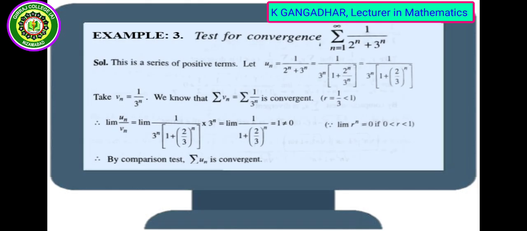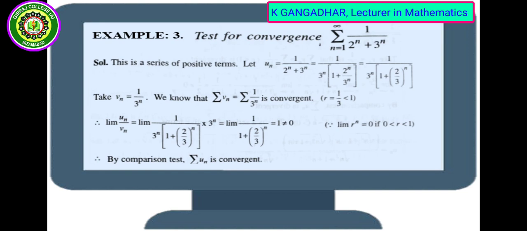So now next problem, test for convergence of sigma n equal to 1 to infinity 1 by 2 power n plus 3 power n. So here also Un value is 1 by 2 power n plus 3 power n. So now we find the limit of Un. What is the limit Un value?